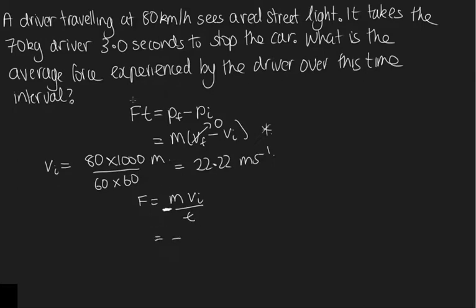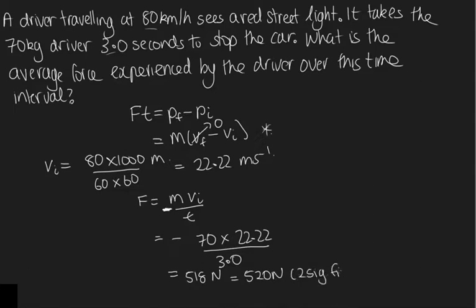The mass of the driver is 70 kilograms. So we've got 70 times the initial velocity, which is 22.22, and over this time, which is 3.0 seconds. So solving that, we end up with 518 newtons. And so we should just give this to two significant figures, as this data is all to two significant figures. So that's equal to 520 newtons to two significant figures.